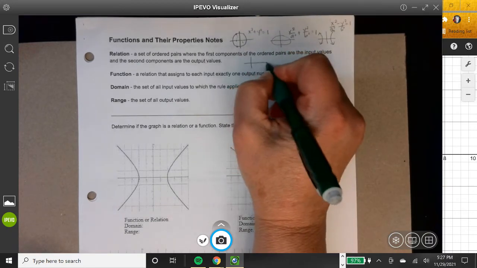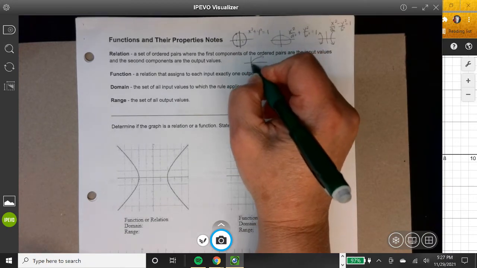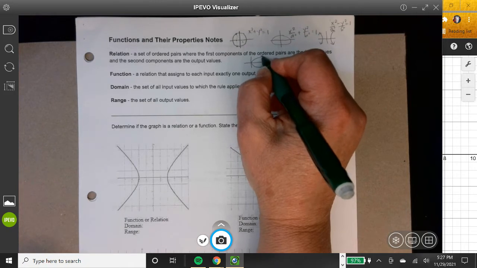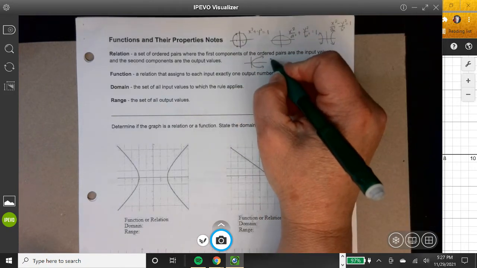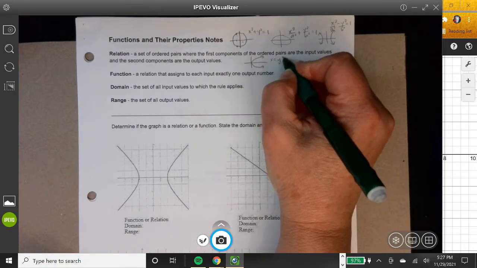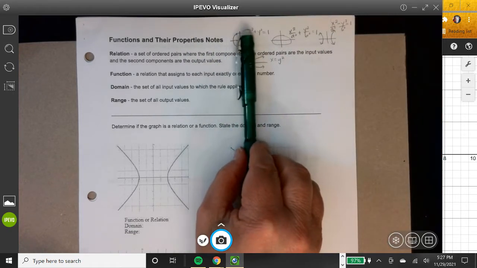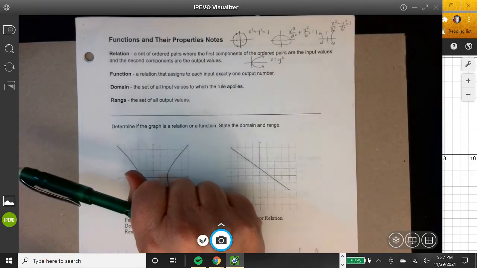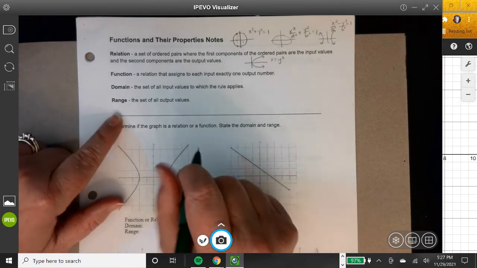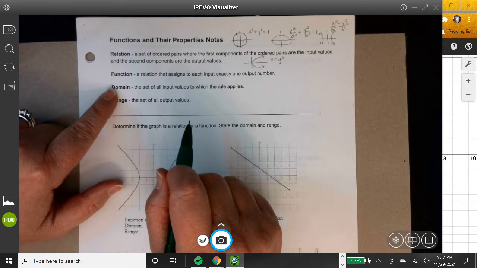In addition, you can have a relation that is a sideways parabola that opens to the right. And that one we could say is x equals y squared. And this clearly is also a relation because it fails the vertical line test. All right, let's talk about functions.